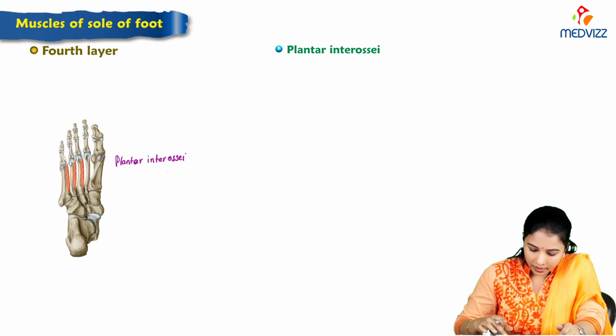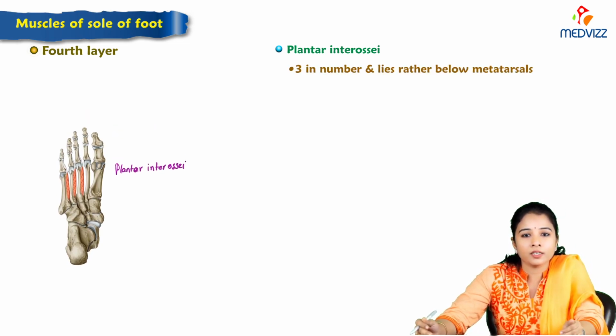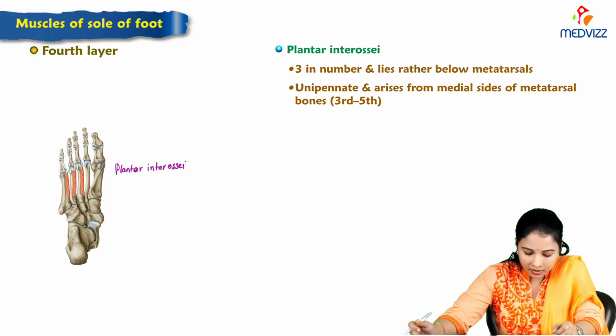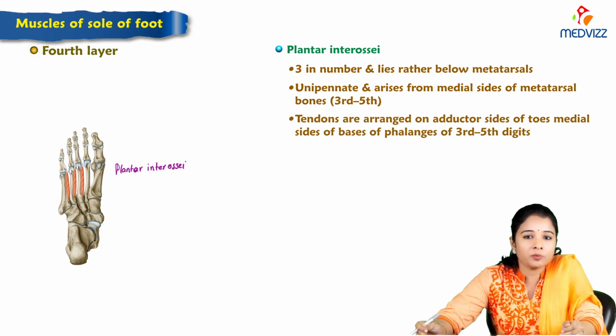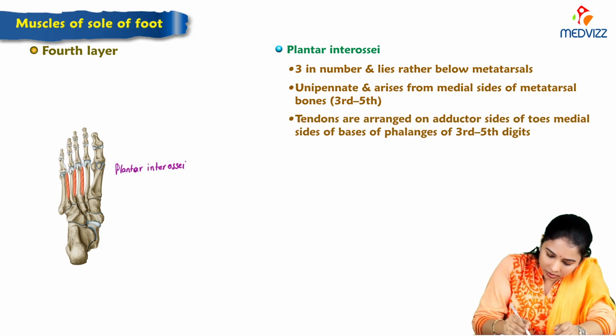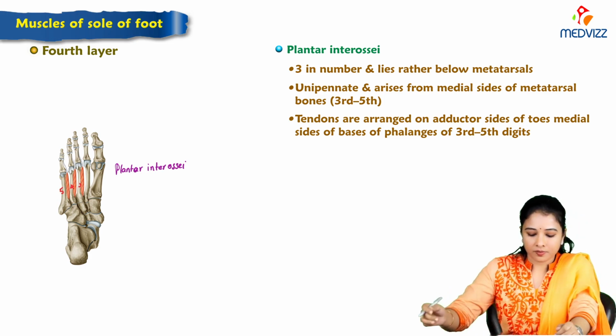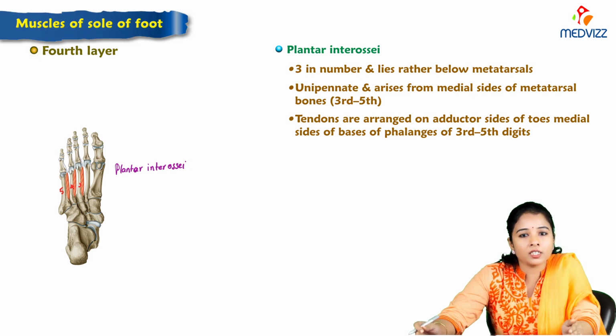Next about plantar interossei. The plantar interossei are 3 in number and lie below the metatarsals, and they are unipinnate muscles. We can see they get origin only on one side. They are not bipinnate. They arise from the medial sides of the third to fifth metatarsal bones.